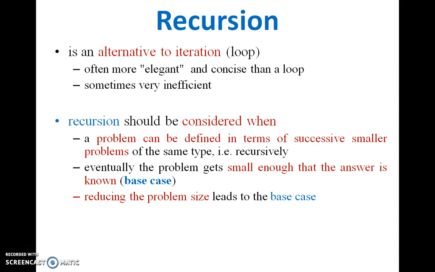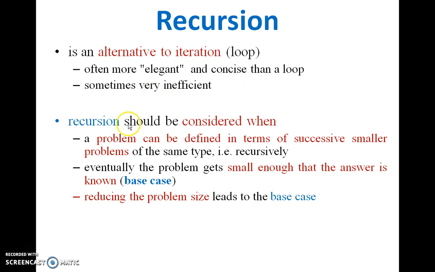Recursion should be considered when a problem can be defined in terms of successive smaller problems of the same type, that is, recursively. So it is applicable only when, if you attempt the solution for that problem, the problem itself again needs the subproblem's solution. Eventually the problem gets small enough that the answer is known. So as we divide the problem into subproblems, it becomes so small that we know the solution for that problem.